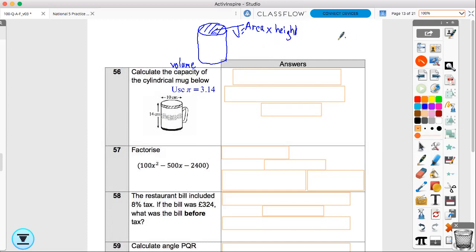Sometimes it's length. If it's a prism, for example, you need to calculate the area of that triangle, and then you times it by the length. Okay. And the area of a triangle is just half the base times the height. So those are the things that they expect you to know at National 5 level.